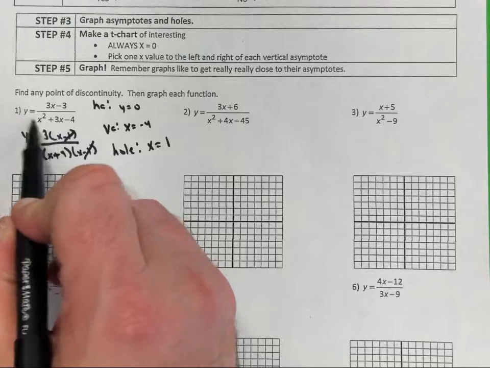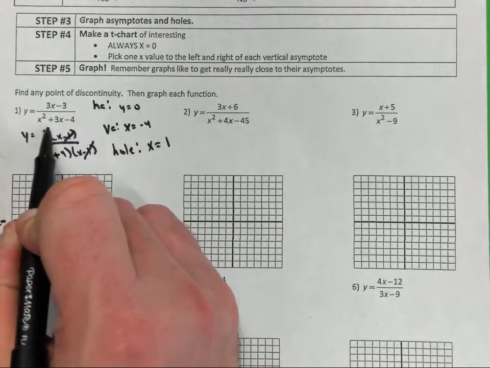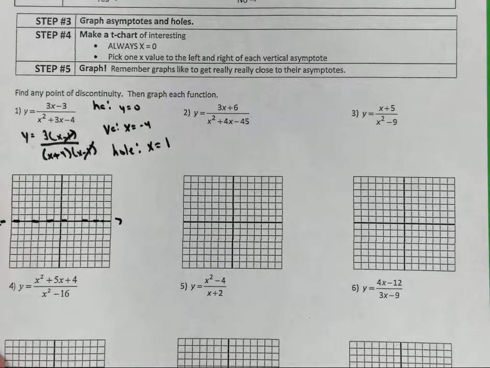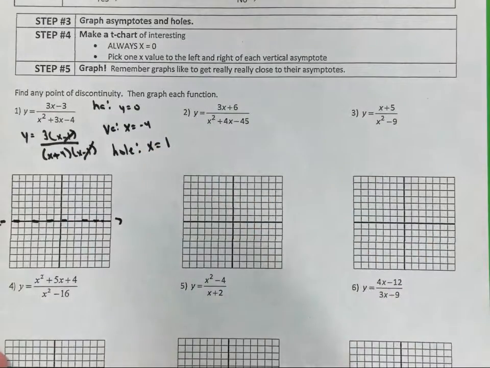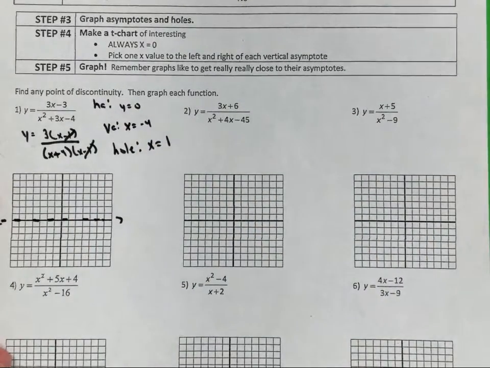Because when we have a fraction, something in rational form right here, don't we have to worry about what's going on in the denominator? Same concept, okay? Now, I'm going to graph my vertical asymptote at x equals -4. Is that a vertical or horizontal line? Vertical.